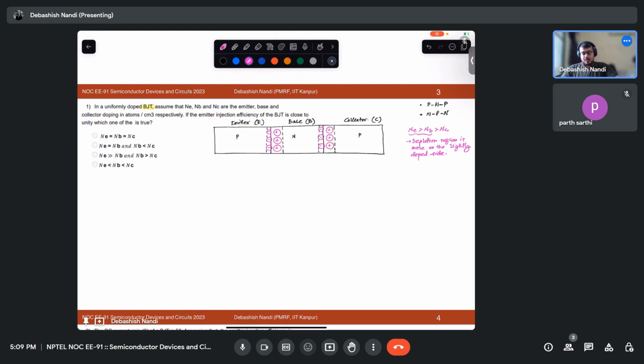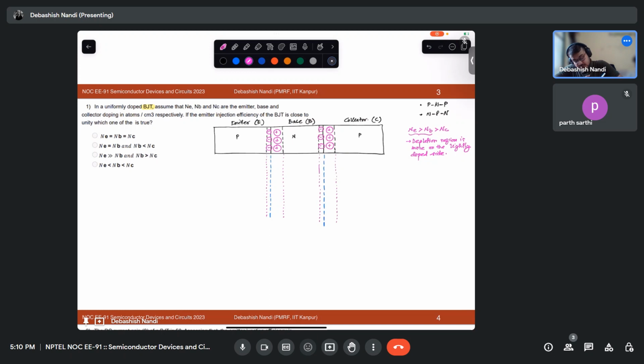Now let us draw the excess carrier concentration. These are the metallurgical junctions, which I am showing with the dashed line, and these are the edges of the depletion region, which I will show with the dotted line. From the PN junction theory, you know that there will be excess carriers present due to the applied biases.